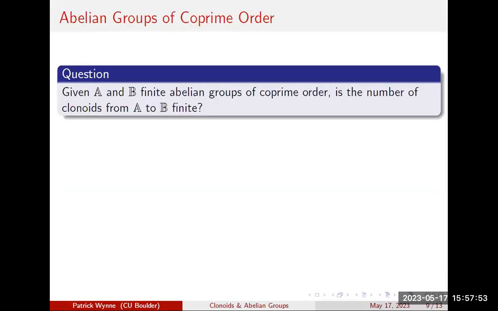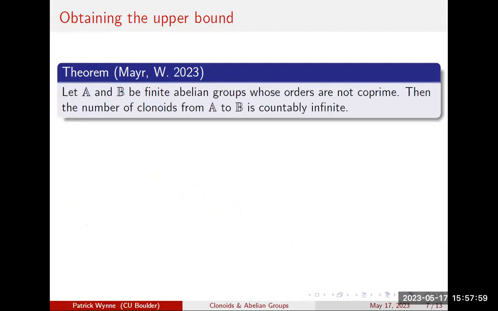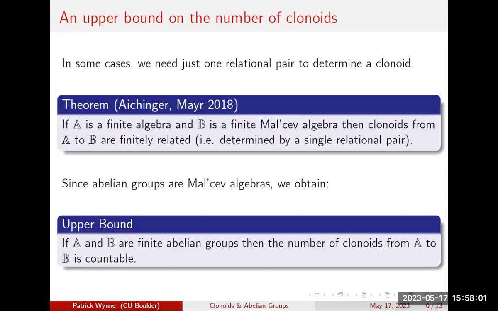I mentioned the case where A is just the integers mod p, and then in this case we have unary generation of the clonoids. So it turns out that if in the first component we have any regular module which is a product of simple modules, and the second algebra is again of coprime order, then we still have unary generation. So in this case there are finitely many.